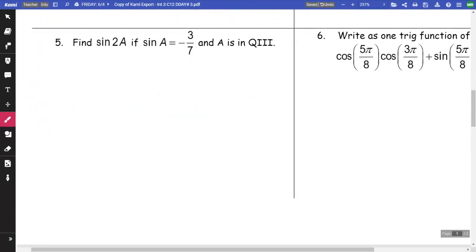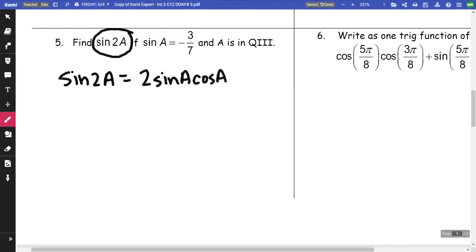On number 5, if I have a 2 sine A, this is one of those double angle formulas. There's only one formula for this, and it's 2 times sine A cosine A.